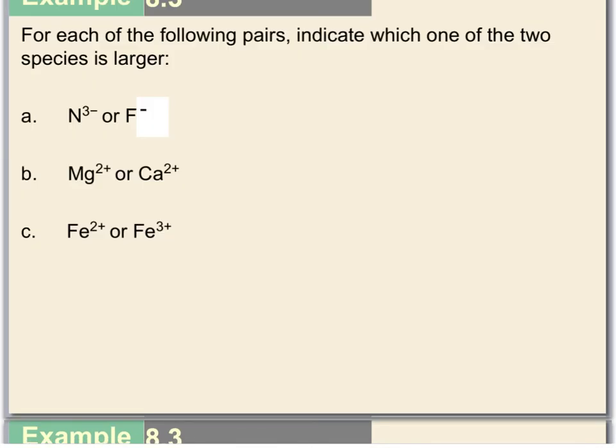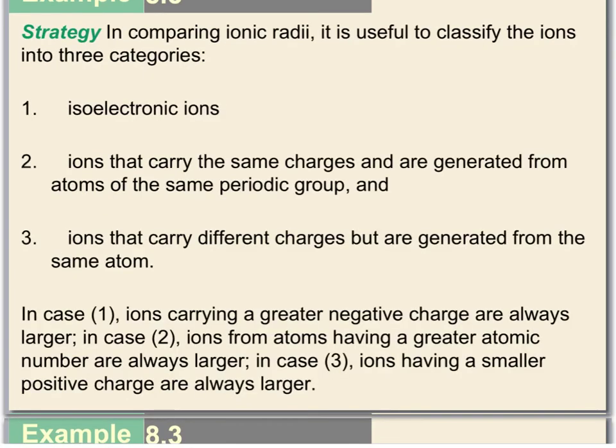Let's apply this knowledge to a question. Indicate which of the following is bigger: the nitride ion or the fluoride ion, the magnesium cation or the calcium cation, and the iron 2+ or the iron 3+ cation. To solve this problem, let's look at the positions, charges, and electron configurations of each atom or ion in each pair.